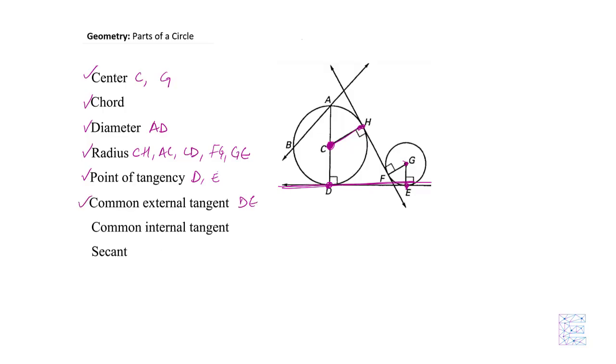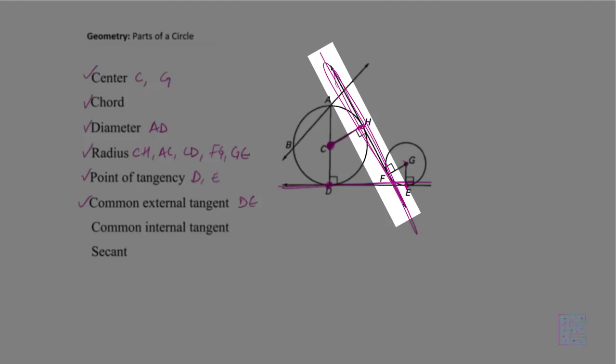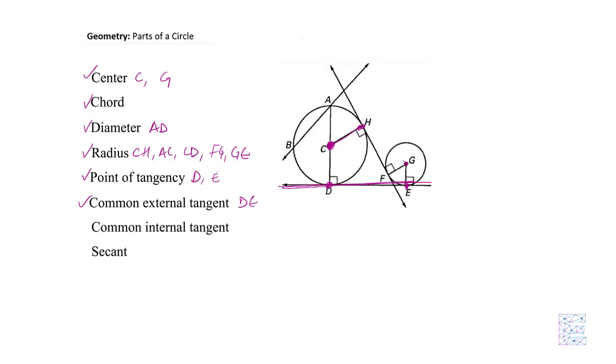A common internal tangent is a tangent that again touches both circles, this time internally. This line right here is a common internal tangent, and it happens to be line HF.